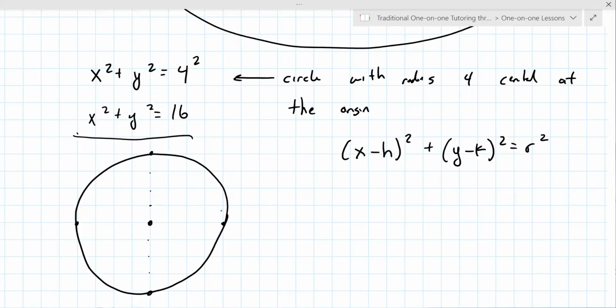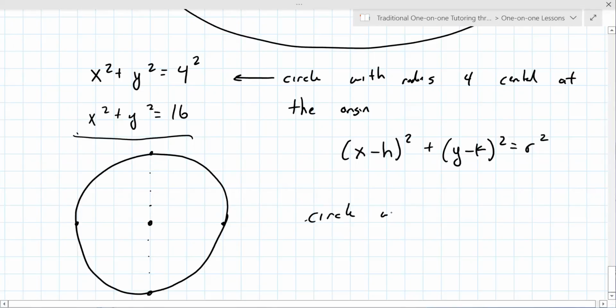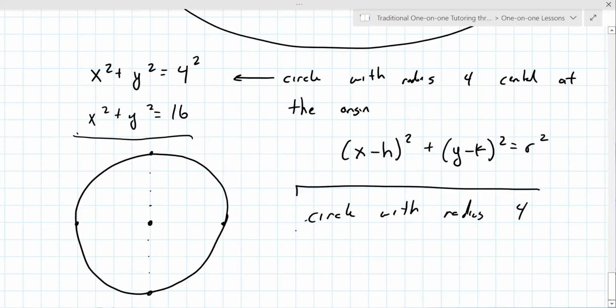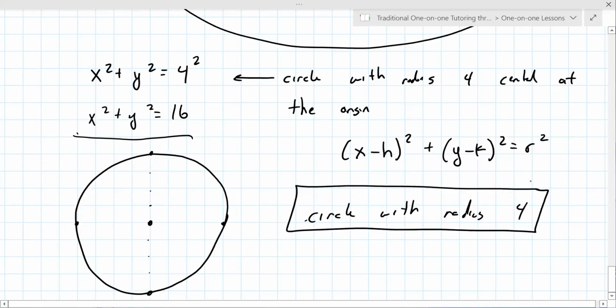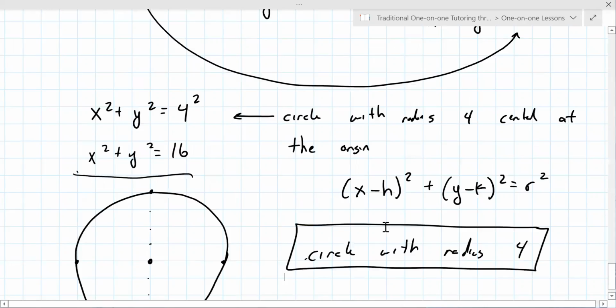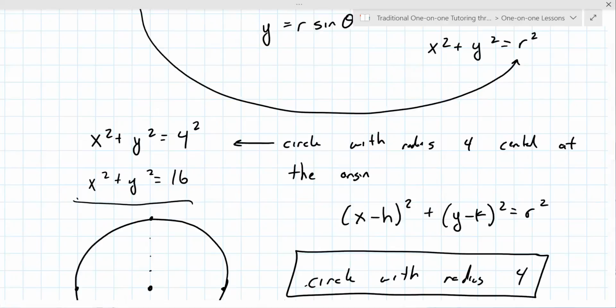Any questions on that? Okay. So I would prefer a written explanation here. I know it says to identify, but I would rather you say it's a circle. It's a circle with radius 4. To me, that tells me that you understand what this thing is, centered at the origin, but I'll take circle with radius 4.